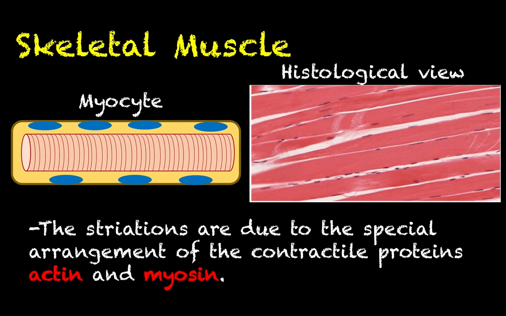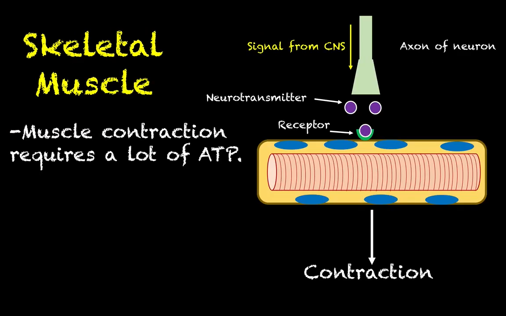So it turns out that there are exceptions to that. The striations that we talked about are due to the special arrangement of the contractile proteins actin and myosin. So the striations refer to kind of the vertical striped lines that you can see both in a single cell and in a zoomed out view of the entire tissue. Later in the semester, when we dedicate an entire chapter to muscle structure and function, we will learn more about how actin and myosin work together to produce contractions.